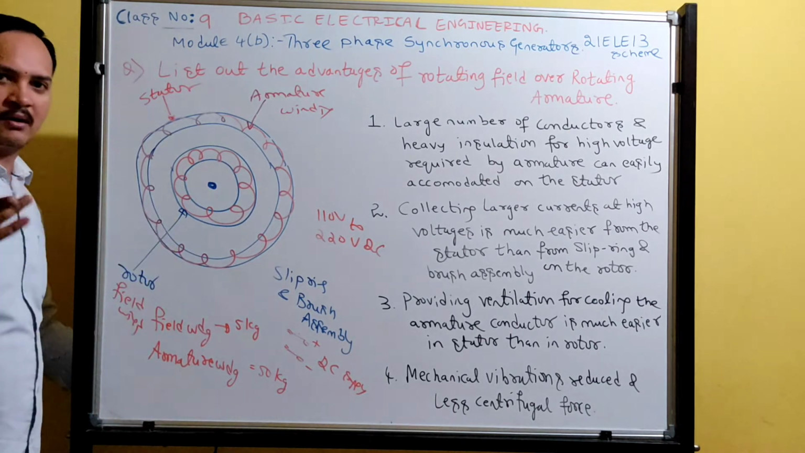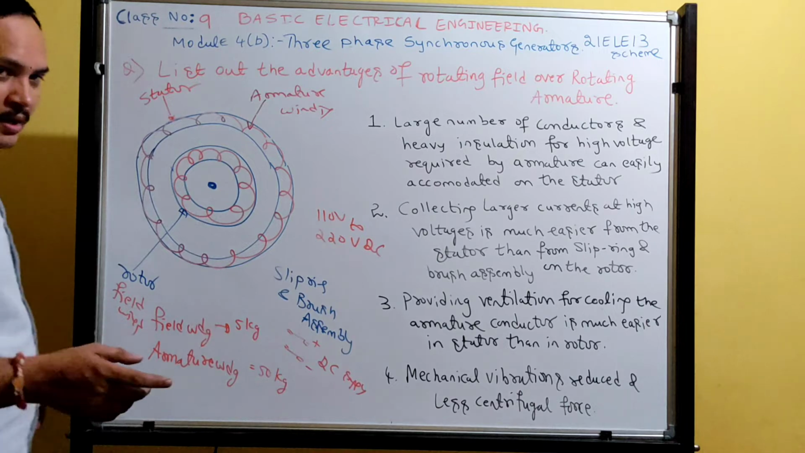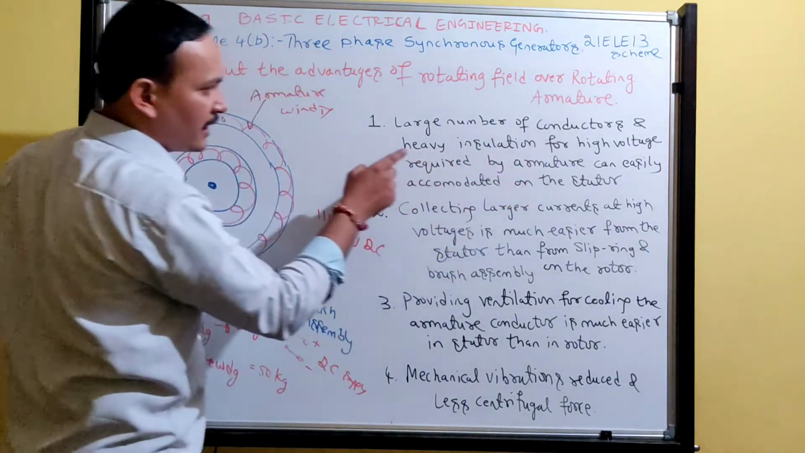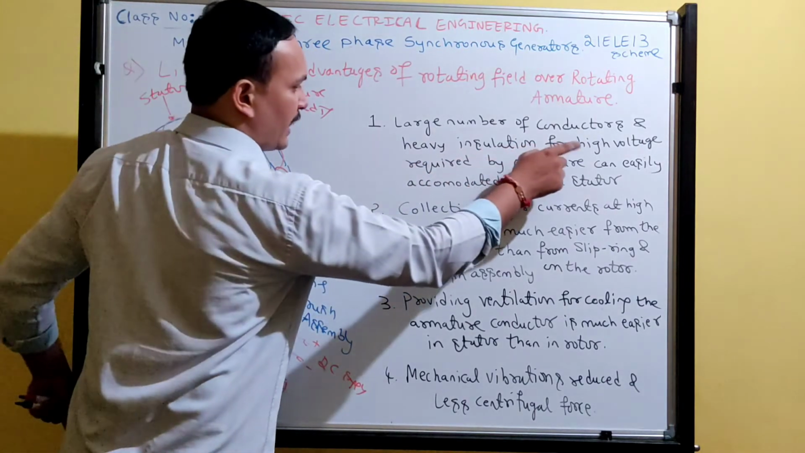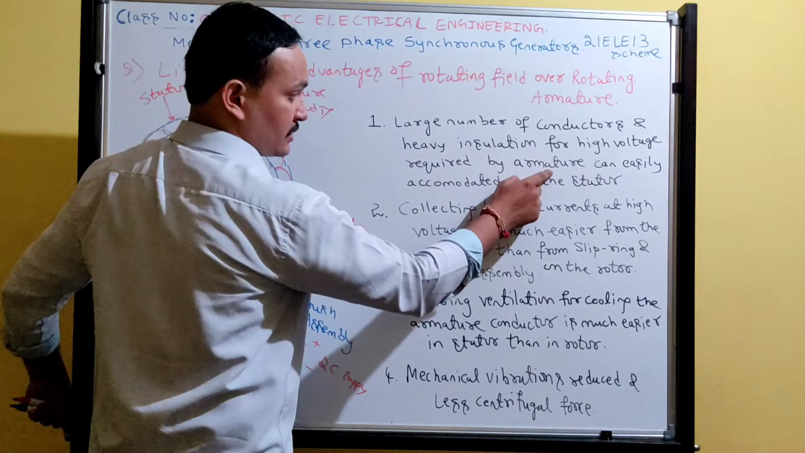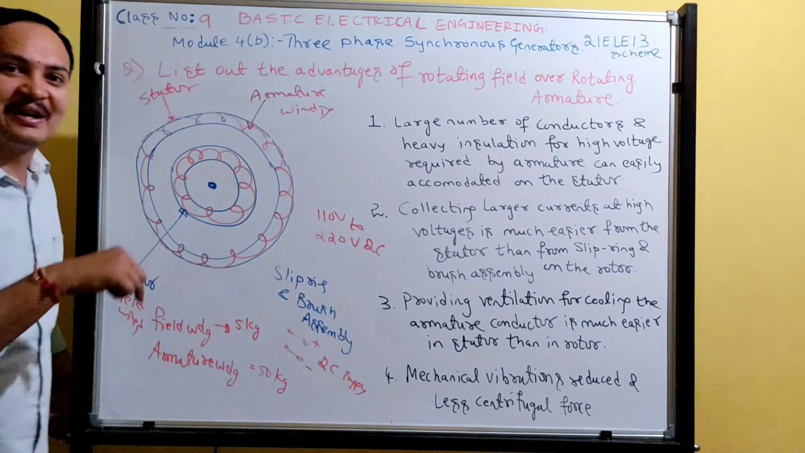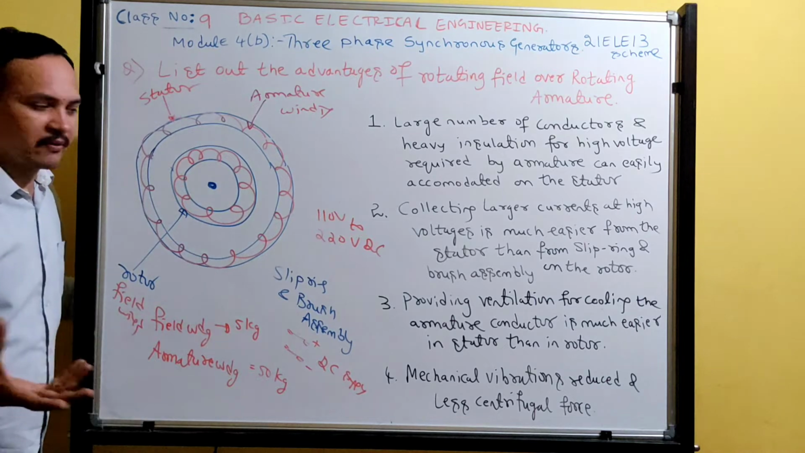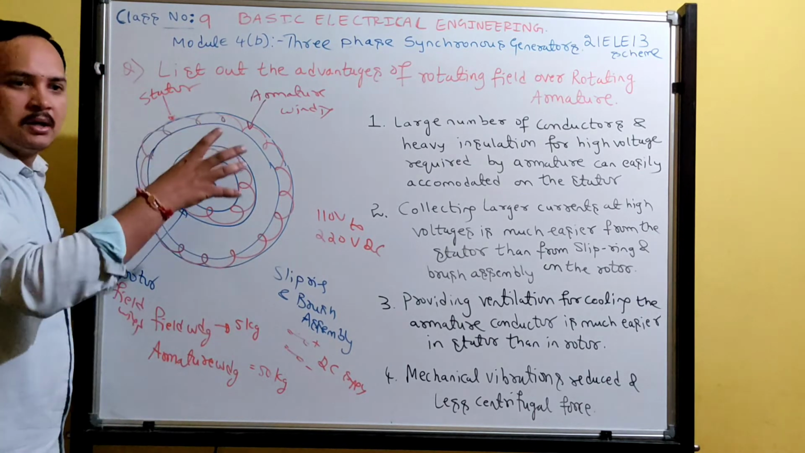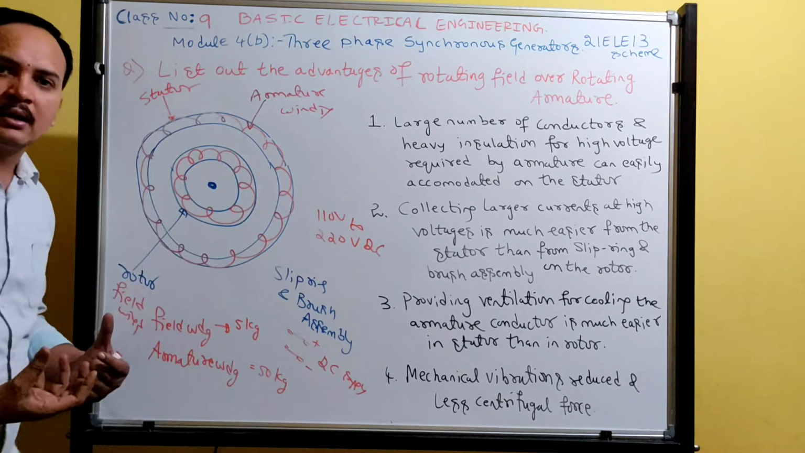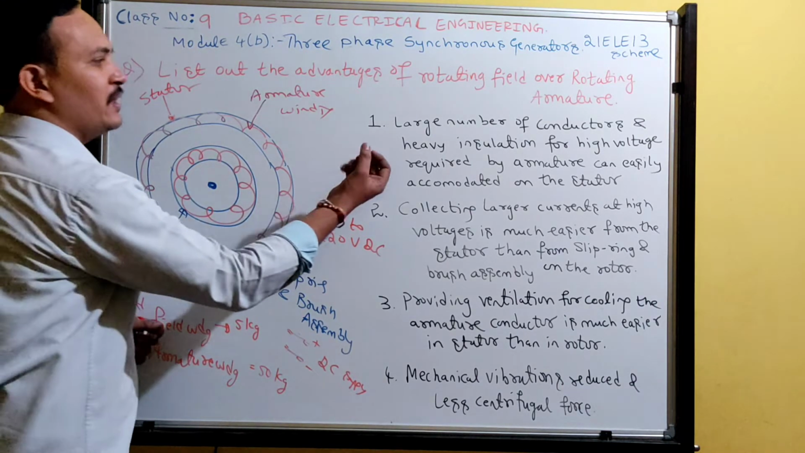That will be studying on module 5. So now look at here. First point: a large number of conductors and heavy insulation for high voltage required by the armature can easily be accommodated on the stator. See, the armature winding will have a very large number of conductors. I can easily accommodate it. If it generates higher voltage, I can easily collect it. Okay, that is one of the advantages.